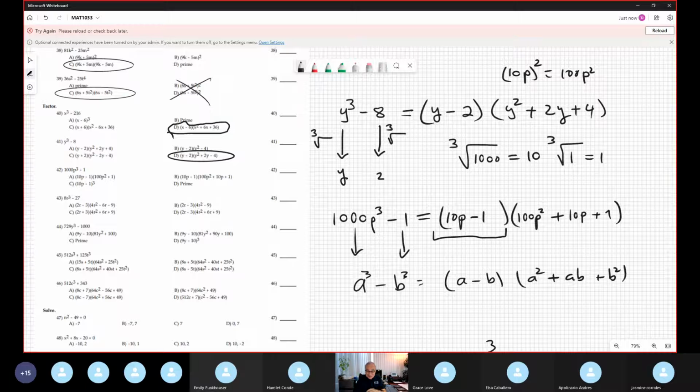So in this specific example, the cubic root of 1000p cubed is 10p. And this is my A, I copy it here. And the cubic root of 1, of course, is 1, I copy it here. Do you see it more clearly now?